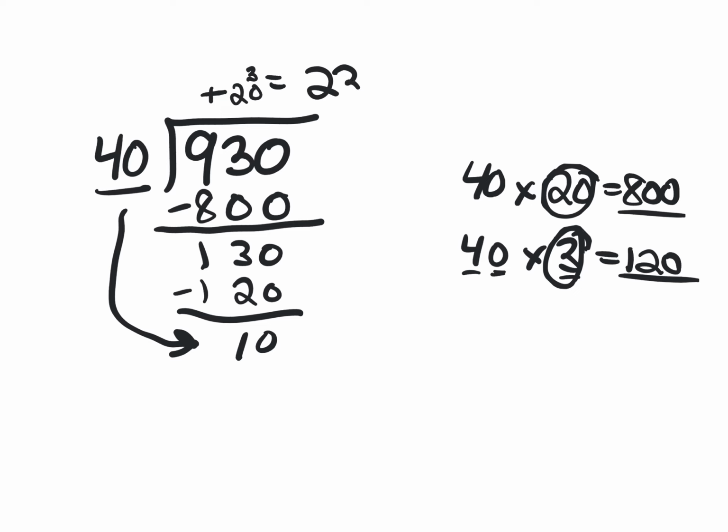We're going to get 23, and then we're going to bring this up here as our remainder 10. So that is really lesson 5-4. We're going to take a look at 5-5 real quick, which is really just practicing our long division.